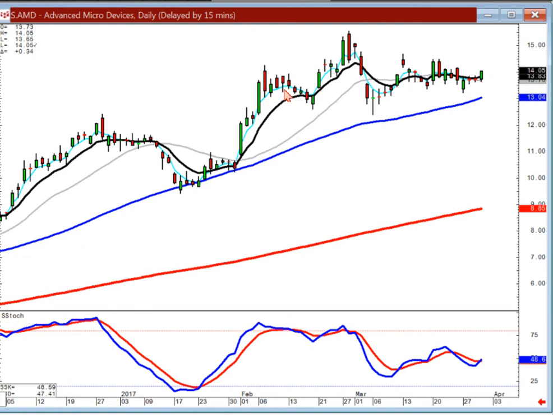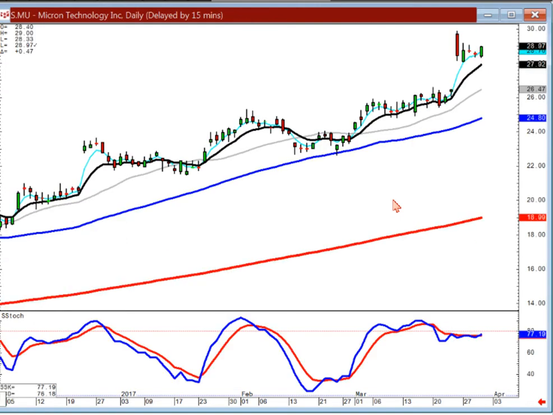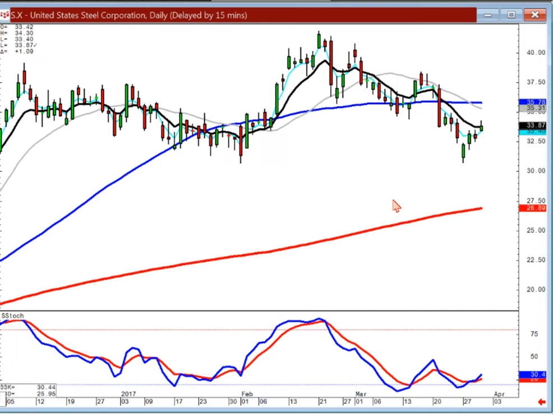AMAD, I would wait for 1425, knowing it broke out of this wedge formation. Micron, stay long, as long as it stays above the T line. U.S. Steel, nothing yet. It needs to get back up above the T line, and I probably wouldn't buy this until it broke out through the 50, which is also this downtrending channel breakout.